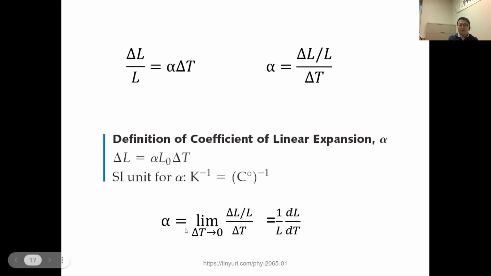If the temperature change is small, then you take a limit of it. That means you are doing a derivative, right? So alpha equals 1 over L times the derivative of L with respect to T, dL over dT, in that case.